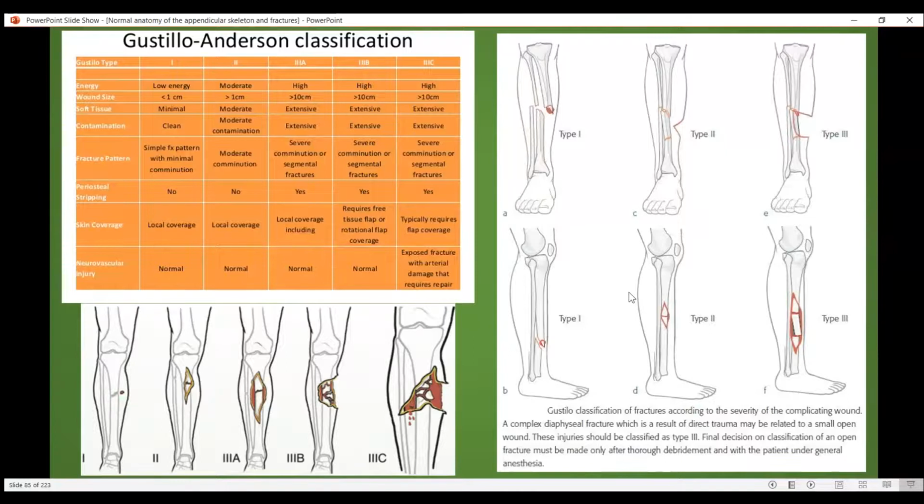Anderson classifications. So you look at the same thing here. No vascular compromise, vascular injury, yes. And then we are having 3a here. There is a fracture, it is exposed, but the wound length is less than 10 centimeters, and there is no vascular compromise.